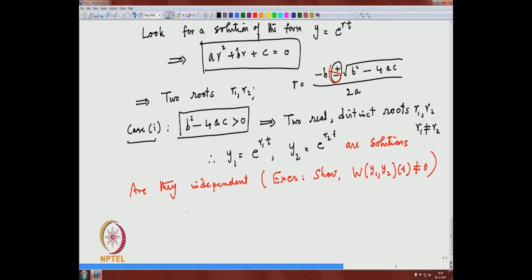So, there is absolutely no problem. What would be the general solution in this case? General solution: y is equal to a e power r1 t plus b e power r2 t.